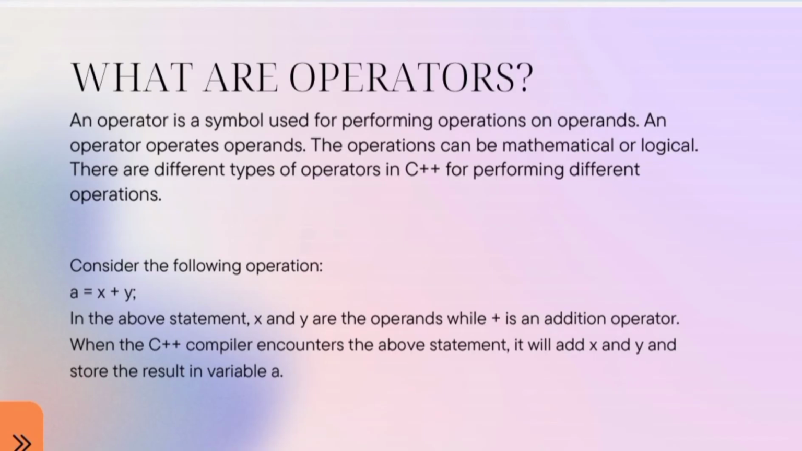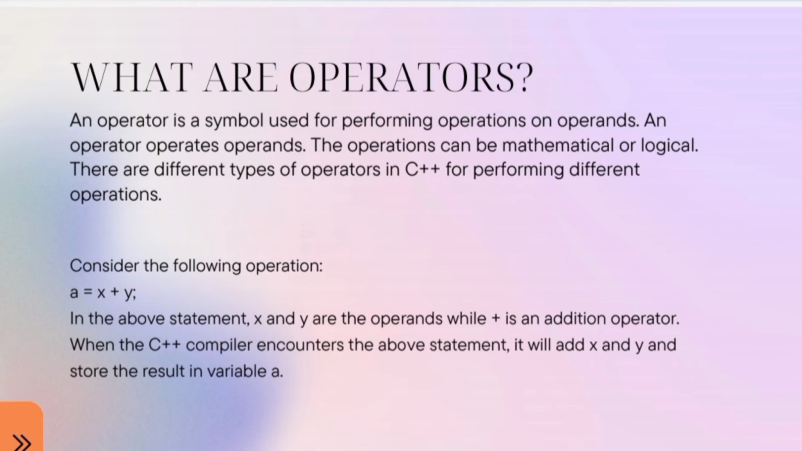What are operators? An operator is a symbol used for performing operations on operands. An operator operates on operands. The operations can be mathematical or logical. There are different types of operators in C++ for performing different operations.